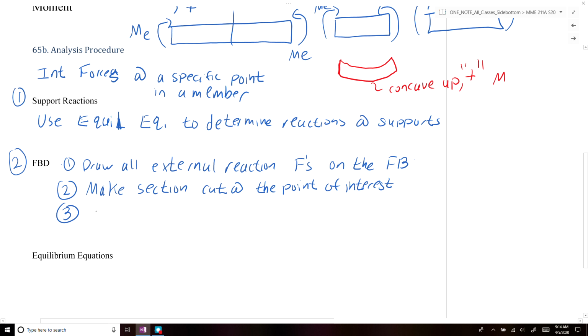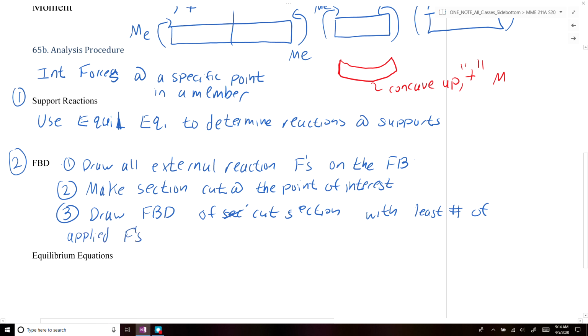Then you're going to draw the free body diagram of the cut section with the least number of applied forces, and you're going to draw all the internal forces to be solved for.